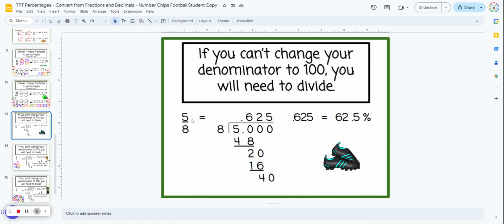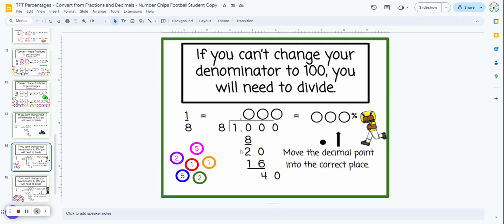Now there are fractions that we can't convert to equivalent fractions with 100 in the denominator. For example, if their denominator is 8. So here we have to use long division. So we're going to take 5 and divide by 8. And here shows how to do that. We get a quotient of 625 thousandths. And to convert it to a percentage, we move that decimal point 2 places to the right.